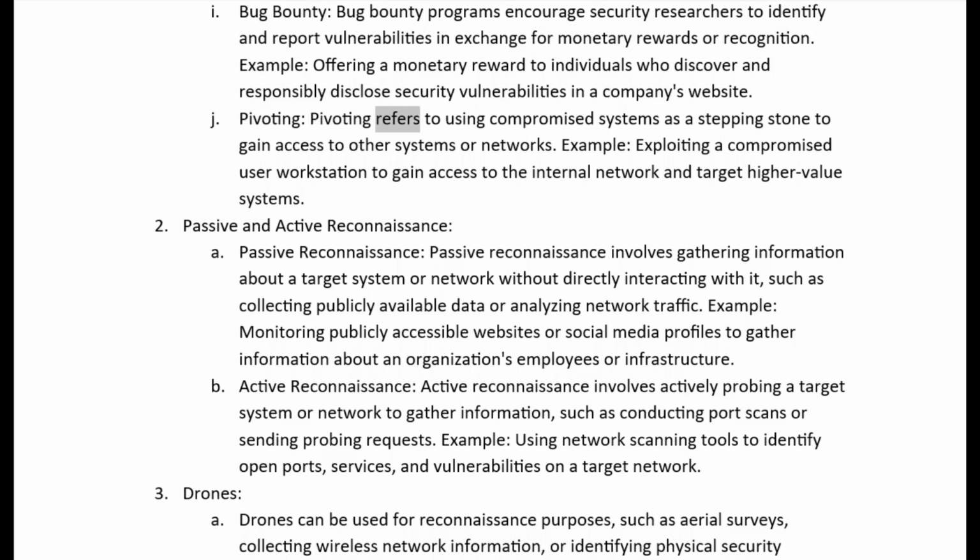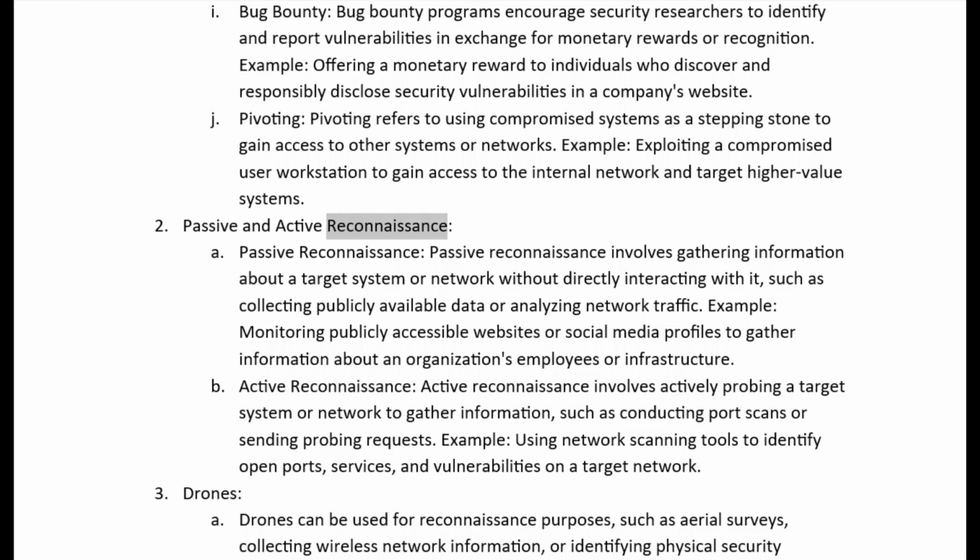Pivoting. Pivoting refers to using compromised systems as a stepping stone to gain access to other systems or networks. Example, exploiting a compromised user workstation to gain access to the internal network and target higher value systems.